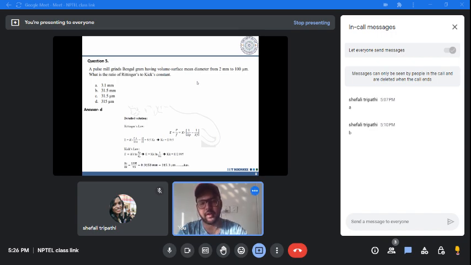0.3153 millimeter. If you convert this to micrometer, you need to multiply by 1000. So that will be 315.3 micrometer. So your answer is D, 315 micrometer. This is the correct answer. Or you can say the ratio of Rittinger's to Kick's constant will be 315 micrometer.